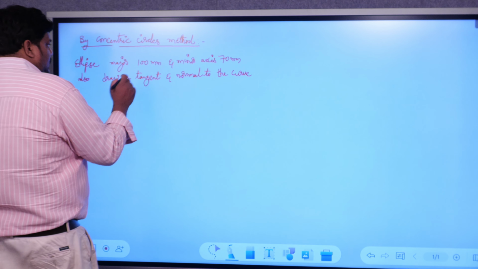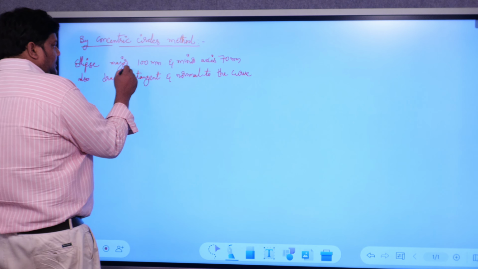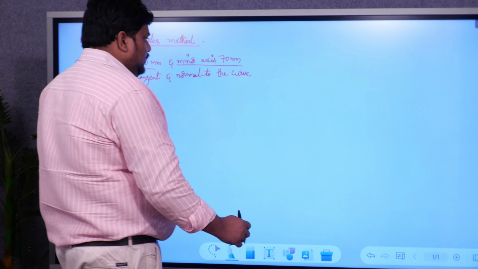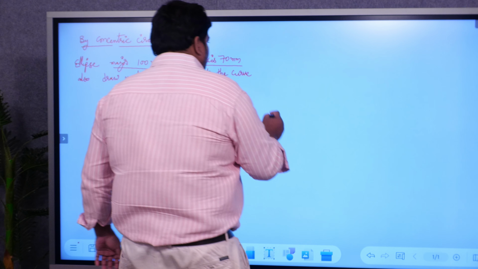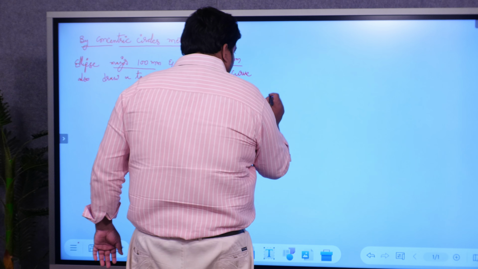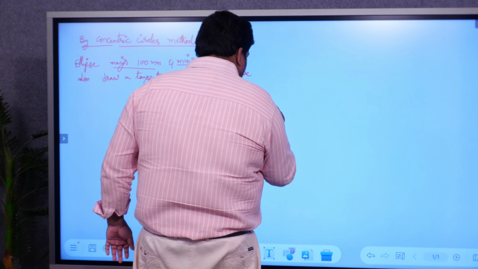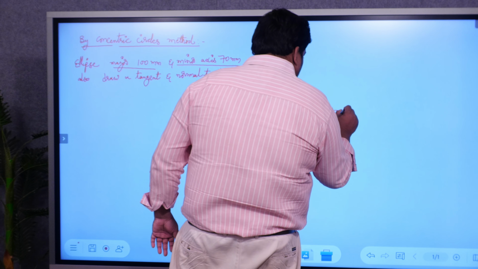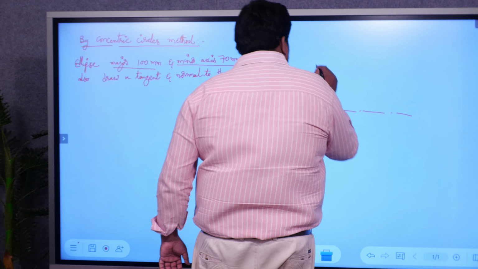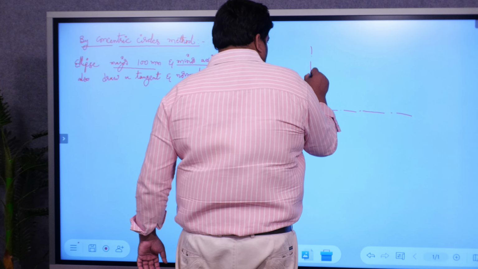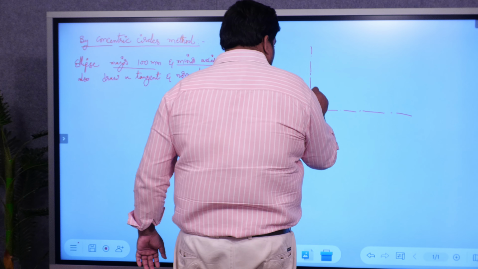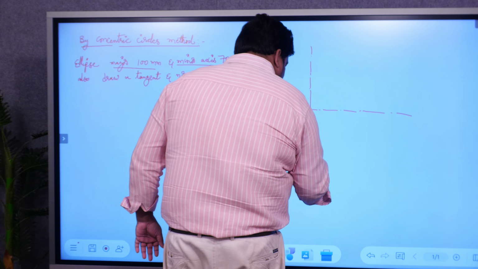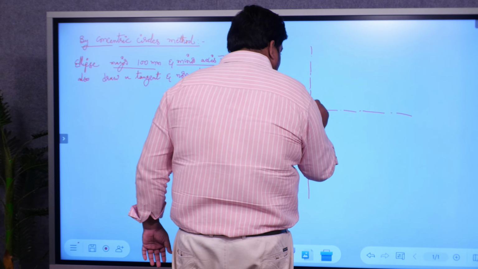Now see that in the question the major axis is given as 100 mm and the minor axis as 70 mm. So first of all we need to draw the major axis of 100 mm and the minor axis of 70 mm. In order to draw them, I am going to draw one centroidal axis, both perpendicular to each other.